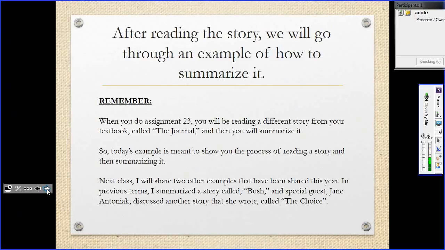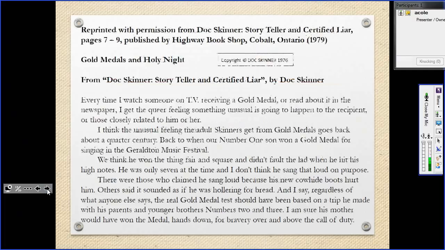In my opinion, I think that assignment 23 is the most challenging, and you'll understand why as I go through tonight's class. So the other thing I want to do before I start reading the story is just tell you a little bit about the author.